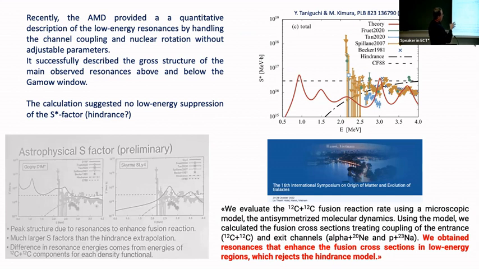Through their calculation, even if you change the potential, going from Skyrme to Gogny potentials, this hindrance that I was showing you before is not confirmed by these more advanced theoretical calculations. So there is growing proof that this trend going to very small astrophysical factors is probably not confirmed.